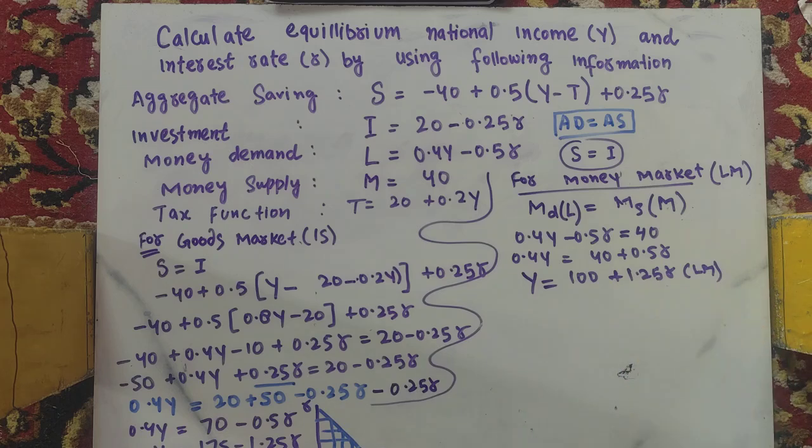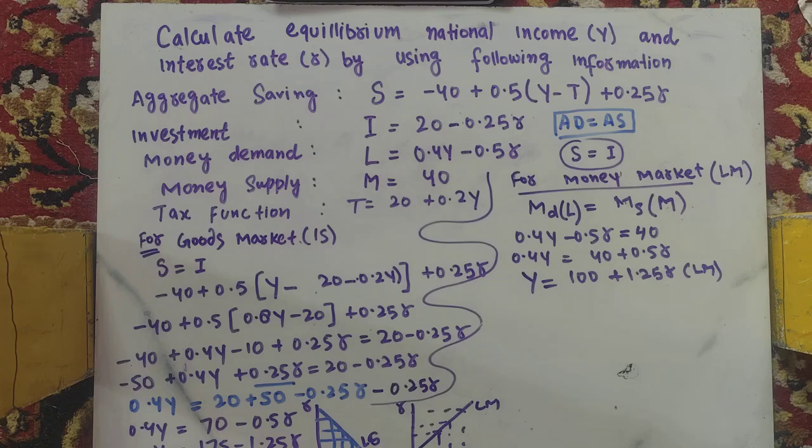What does the LM equation show us? It shows us different rates of interest and income where the money market is in equilibrium. There is a positive relationship between rate of interest and income here, whereas in the IS equation we have the negative relationship, shown by the negative sign in the IS equation and the positive sign in the LM equation.